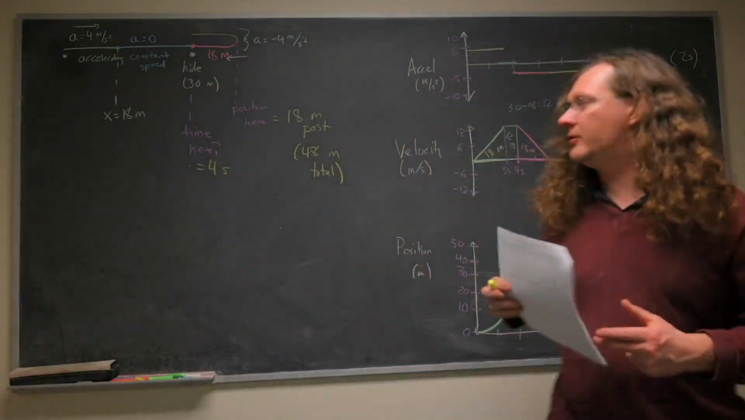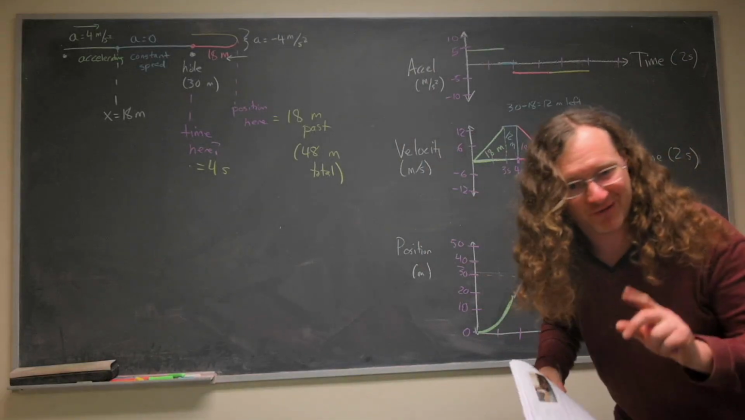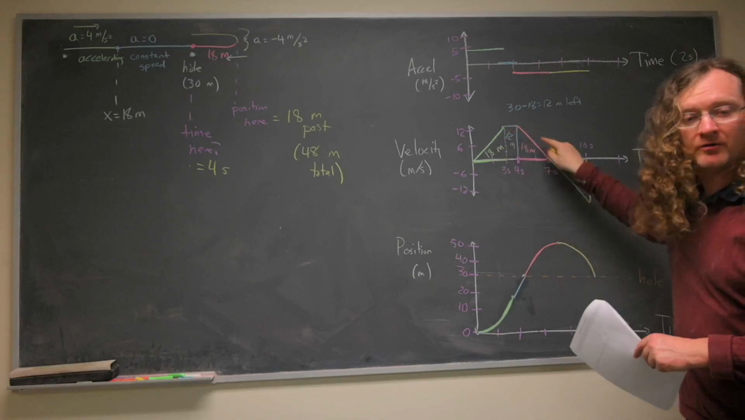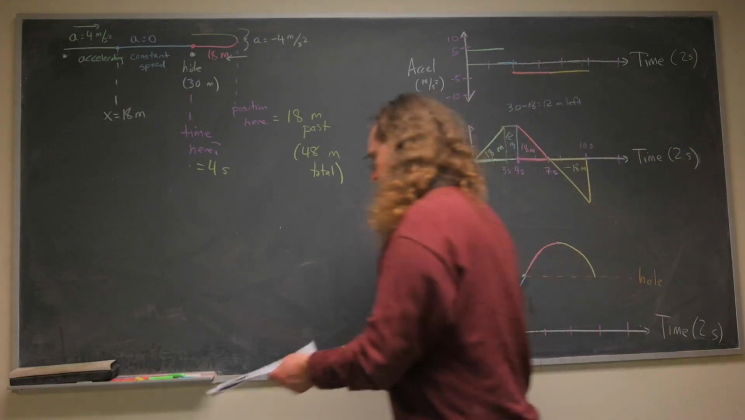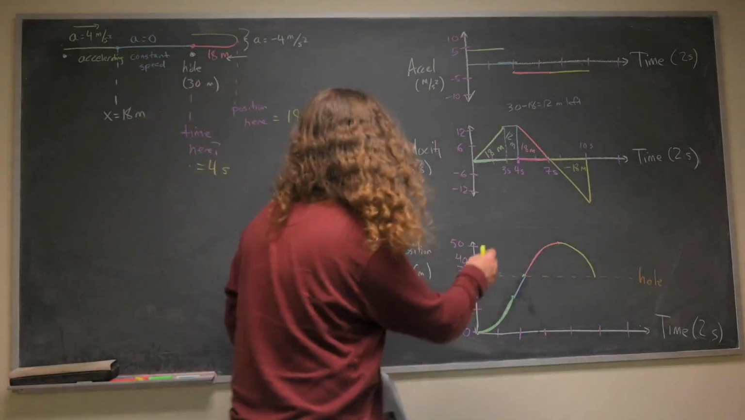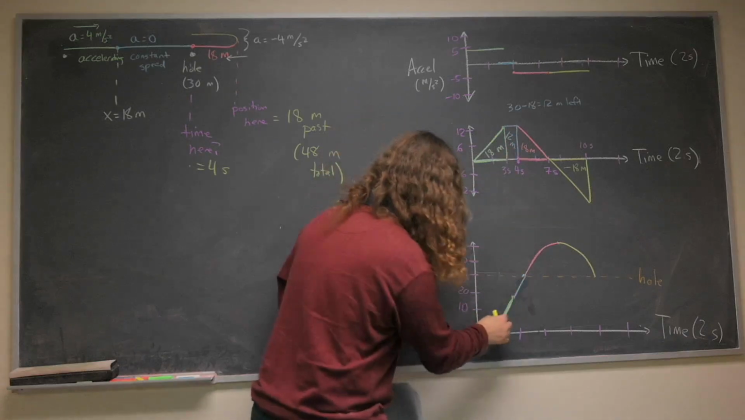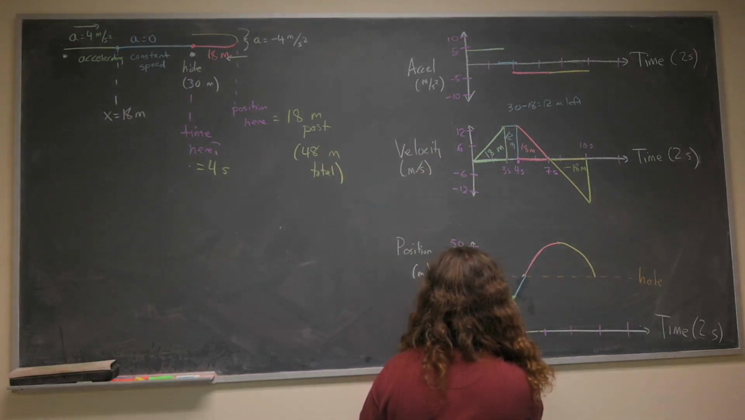The critical thing to know, the thing that let me do all of this without having to write a single equation, is the connection between the area under the velocity versus time graph and the distance moved. So in the green bit, this is a triangle with an area of 18 meters. I run 18 meters forwards in 3 seconds.